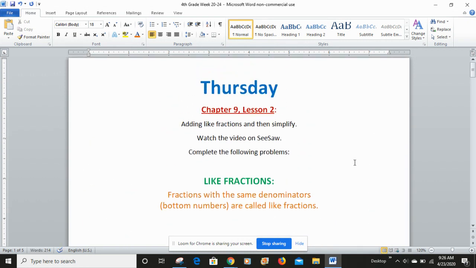So adding like fractions and simplifying using greatest common factors.